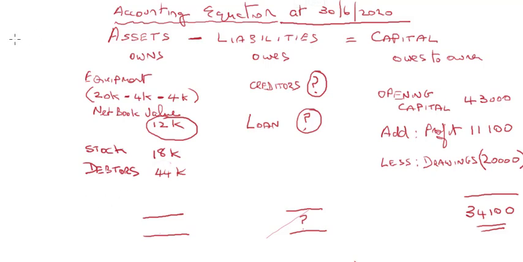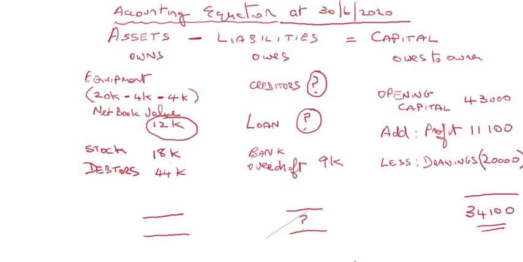And what we'll do is put it over here as a liability. We won't call it bank, we call it bank overdraft. And the bank overdraft, I think we worked out to be 9,000. Okay, so that's the bank done.